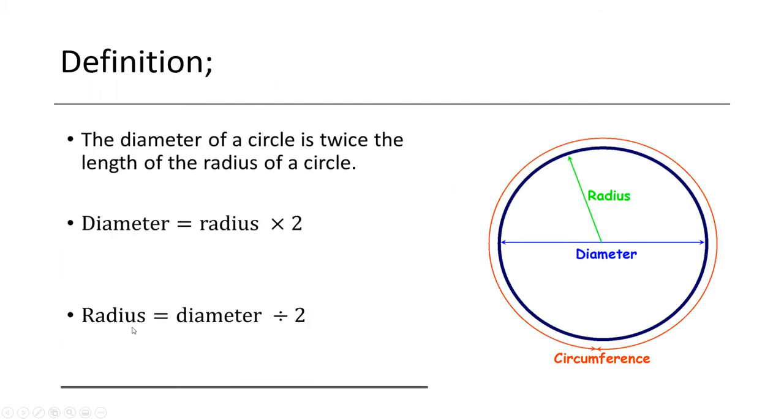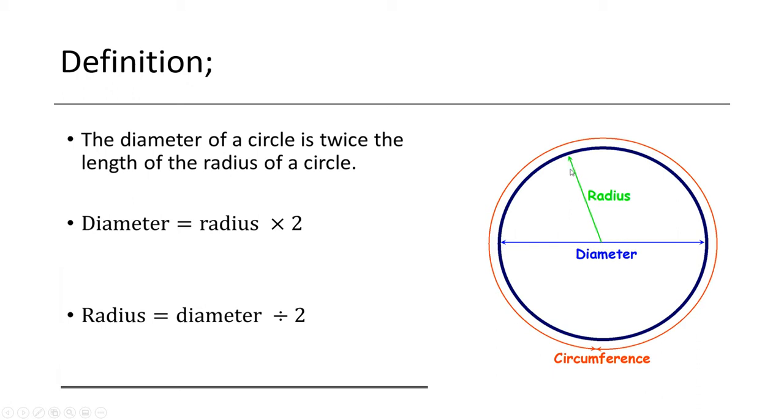So let's have a quick look. The diameter of a circle is twice the length of a radius of a circle. So it's really important that you write this down. Okay, so pause the video if you need to and write this down. So remember that from the center of your circle, your radius goes from the center to the circumference, and your diameter goes from one side all the way to the other and touches the center.